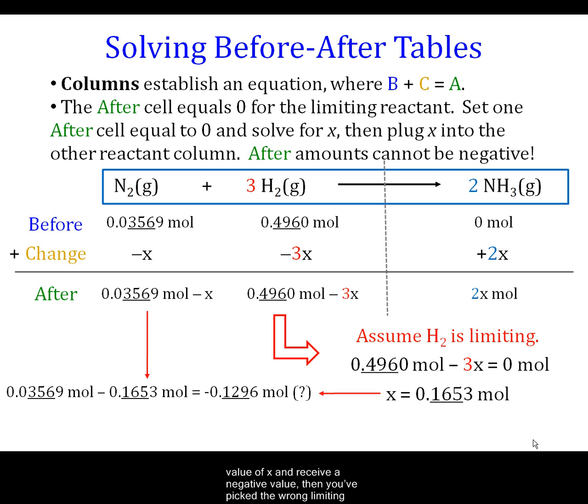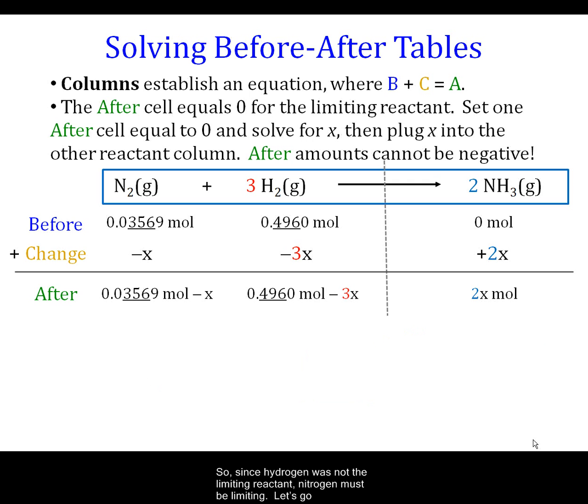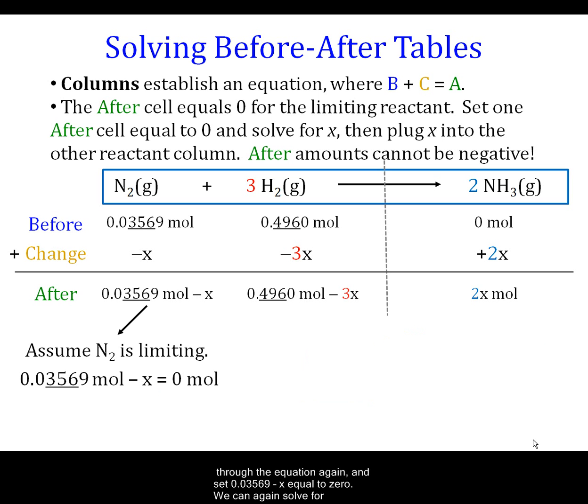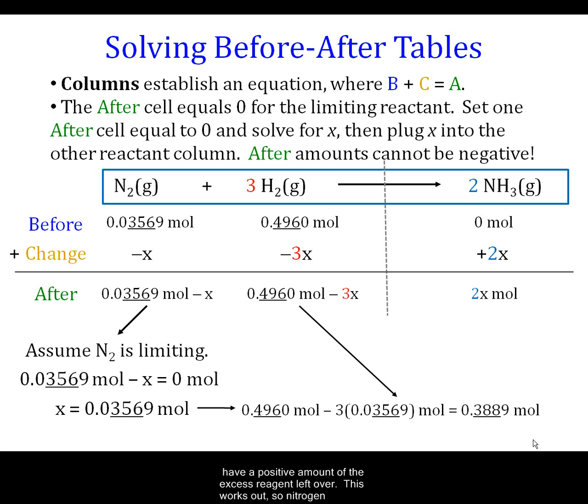Since you cannot have negative amounts of a substance, if we plug in the value of x and receive a negative value, then you've picked the wrong limiting reactant. So, since hydrogen was not the limiting reactant, nitrogen must be limiting. Let's go through the equation again and set 0.03569 minus x equal to 0. We can again solve for x, then plug it into the after cell for hydrogen, and check to make sure that we have a positive amount of the excess reactant left over.